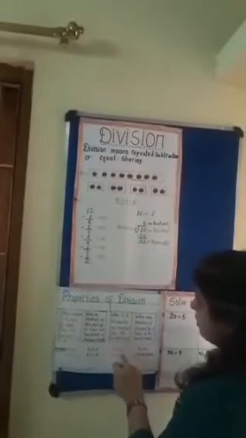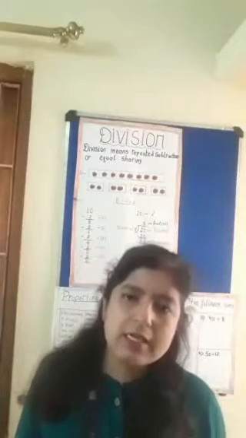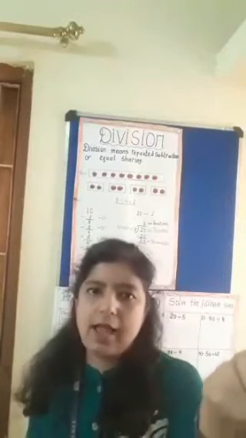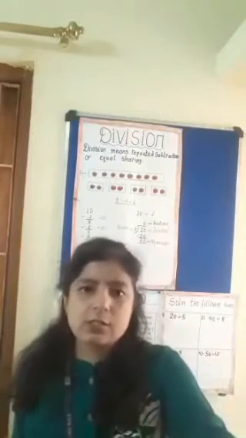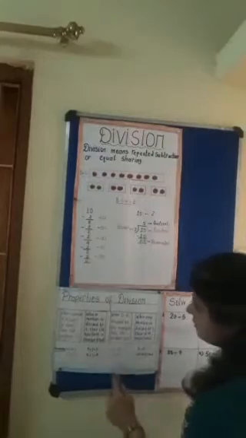Third property. When 0 is divided by any number, then the quotient is 0. If we divide 0 by any number, then the quotient will be 0. Suppose I am having 0 toffees and I have to give them to 5 students. So how many toffees will each get? Nothing. 0. Because I am not having any toffee. So 0 divided by 5 equals 0. 0 divided by 8 equals 0.